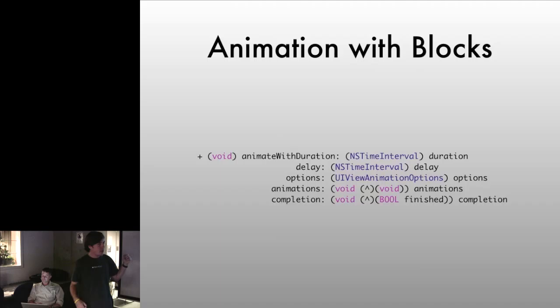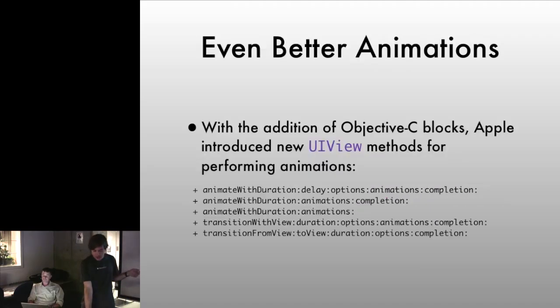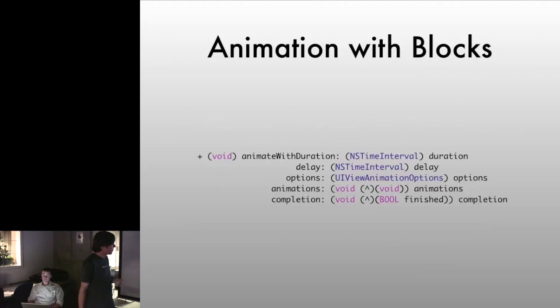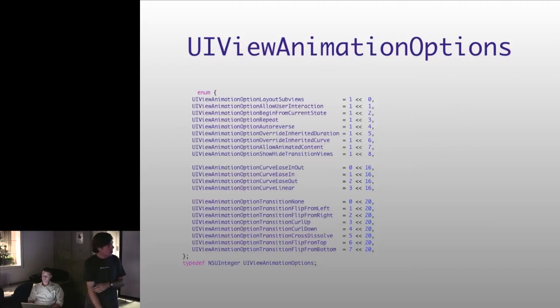And then the last two parameters are a block for the code that you want to be animated, and then a completion handler for a block of code to be executed after the animation completes. And there are versions of this that omit certain parameters just to make it simpler if you don't need these extra options, but this has everything. So these are all the view animation options. There are lots. You can look at them at your leisure. They're on the UIView documentation page, I believe.